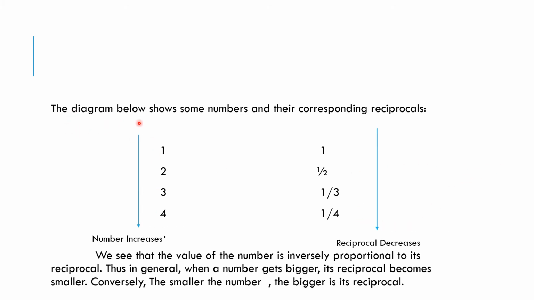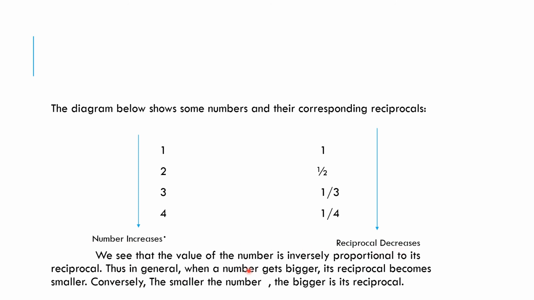The diagram below shows some numbers and their corresponding reciprocals. The reciprocal of 1 is 1. The reciprocal of 2 is 1 by 2. The reciprocal of 3 is 1 by 3. The reciprocal of 4 is 1 by 4. So as the number increases, the reciprocal decreases.